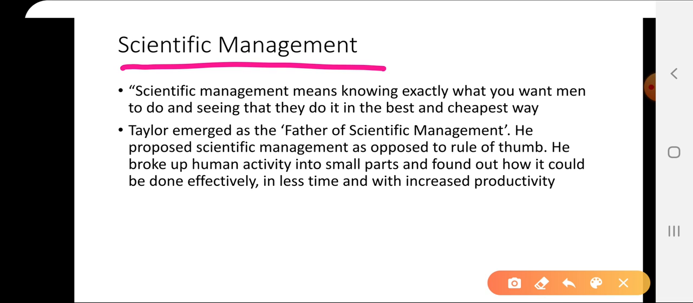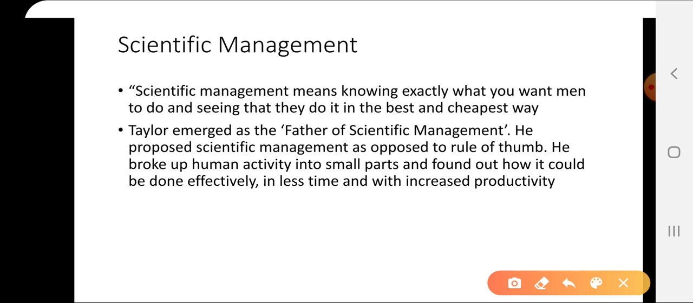Now, in Fayol's principles, if you remember, we have division of work, right? Division of work means that the task is divided into various parts, which leads to specialization and productivity. But according to Taylor, it is not just dividing the task into various parts, but the task must have a standard time to complete, so as to reduce wastage of resources and to increase efficiency.